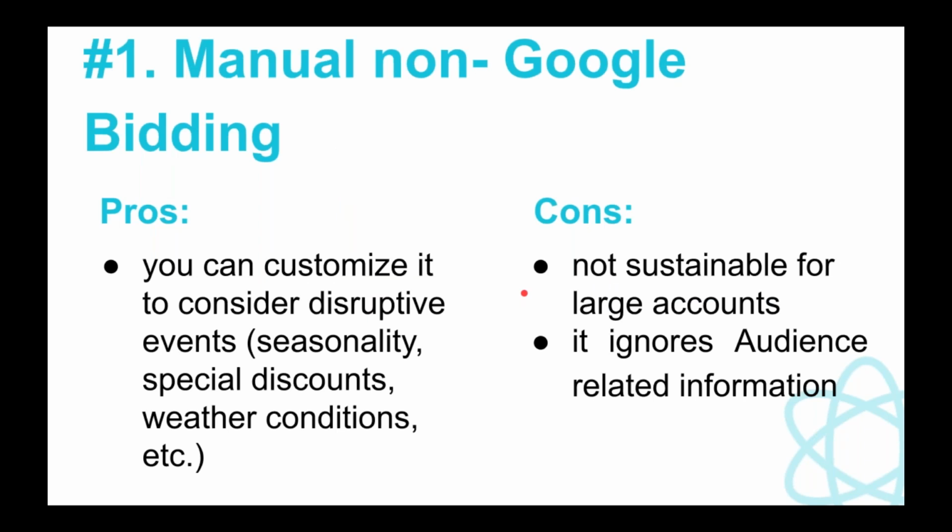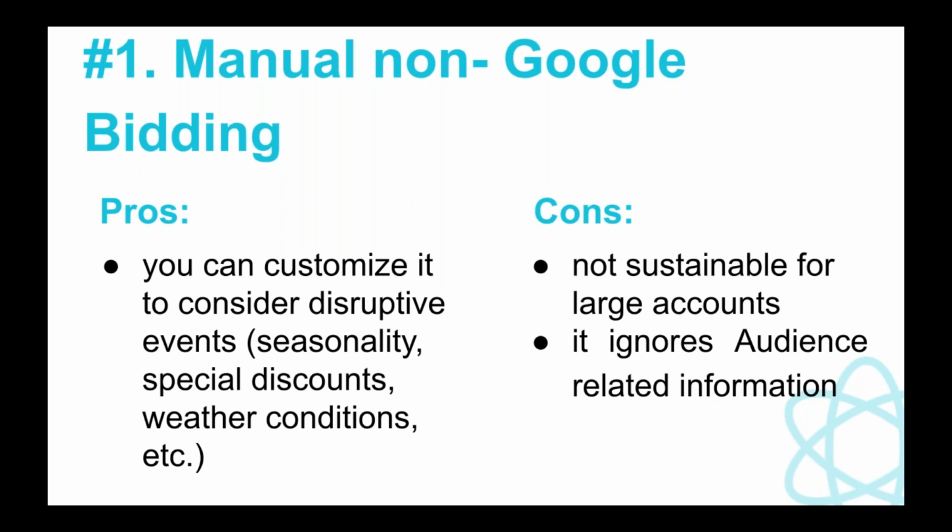So manual bidding, non-Google defined. In this case, you are bidding manually. The pros of this type of approach is that by bidding manually, obviously you can customize the bidding. You can consider disrupting events. So the times that we're all living in are obviously unprecedented. So obviously that's something that you want to take into consideration, and you can take into consideration only if you're using manual bidding. But also seasonality or special discounts or weather conditions. There is a famous example from Fred Vallaeys in his book.